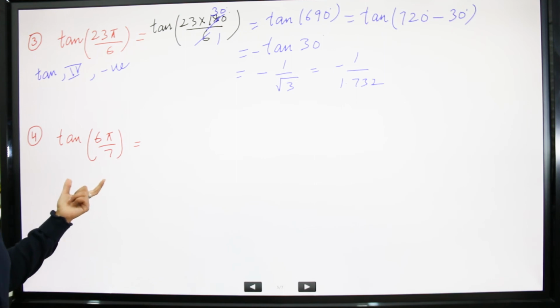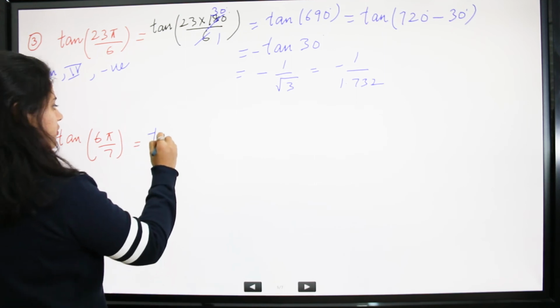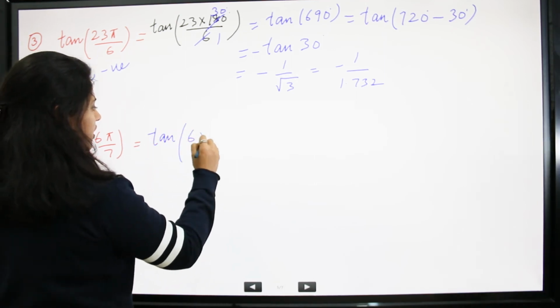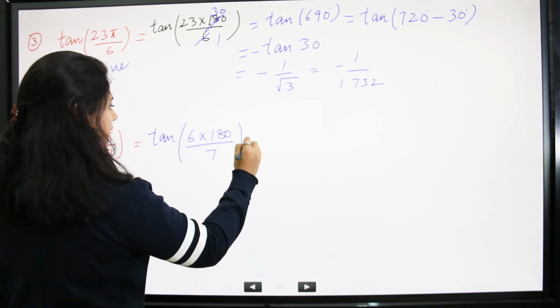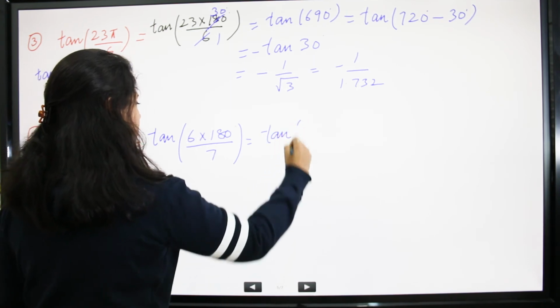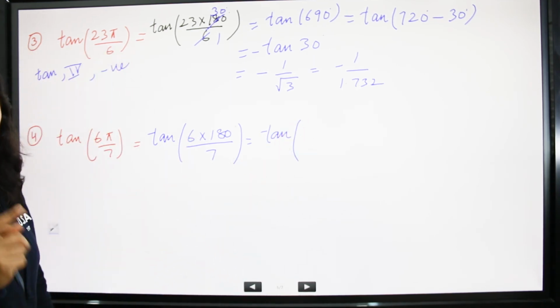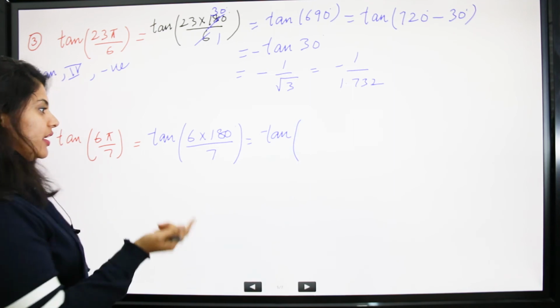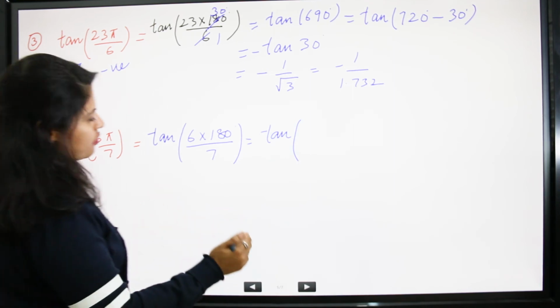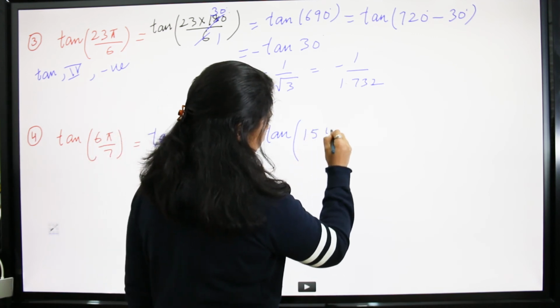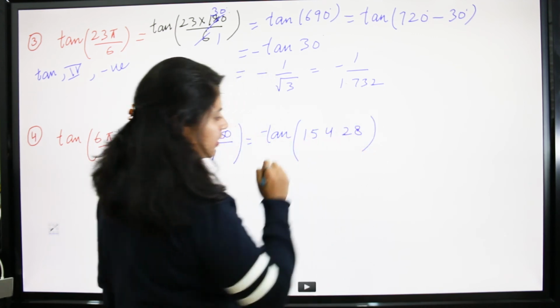Now for tan 6 pi by 7, you can write for this one as well. Tan 6 into pi, which is 180 degree, divided by 7, and you will get a decimal answer. You need to divide 6 into 180 degree divided by 7. You will get a decimal answer which comes up to 154.28. So 154.28, you can write it for this one.